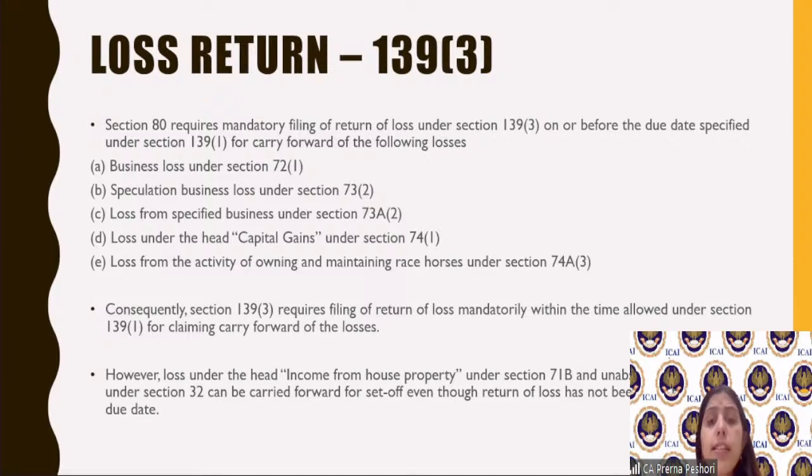Similarly, universities and colleges are also required to furnish the return of income. Business trust is mandatorily required to furnish the return of income. AIFs are mandatorily required to furnish the return of income. So all these are certain mandatory categories of furnishing the return of income. Is that clear?